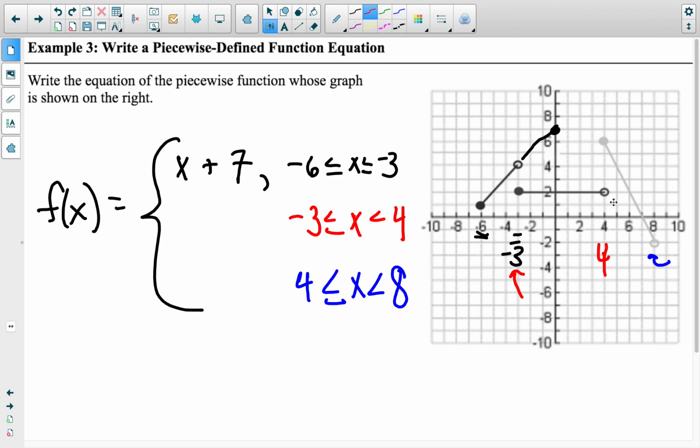And then my middle piece is a horizontal line. So that means it's going to be of the form y equals a number. What number is that? It looks like it's 2. Okay, so for the piece in the middle there, f of x will equal 2.